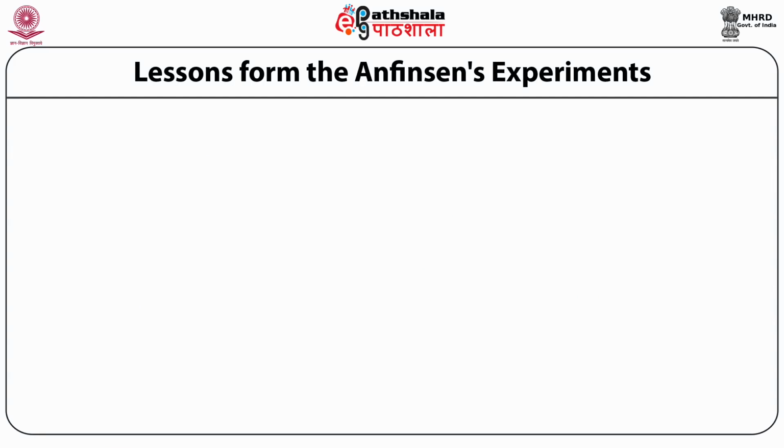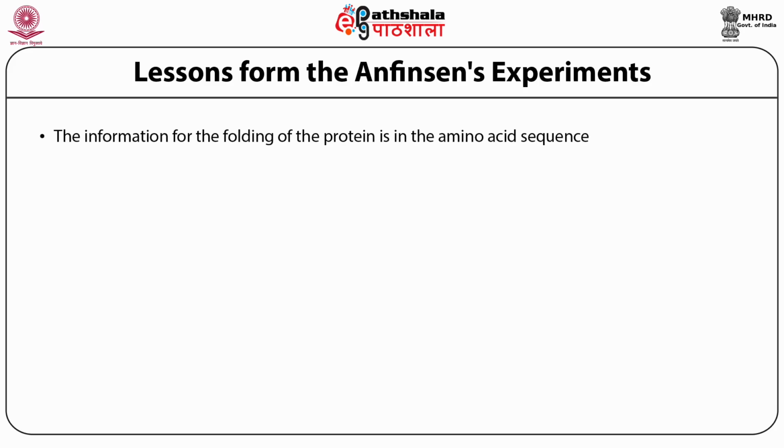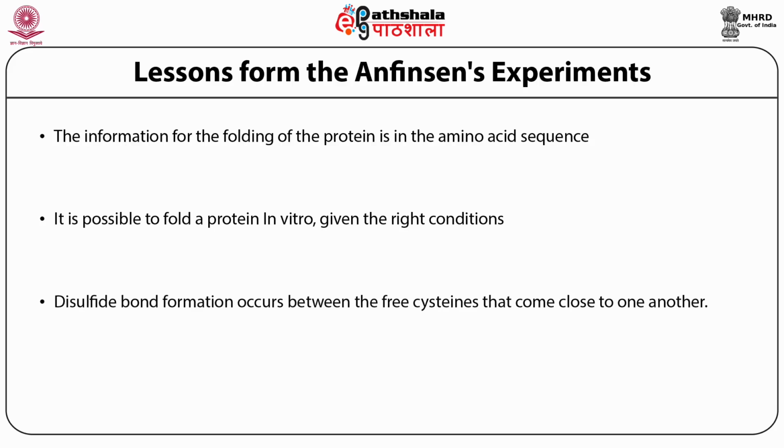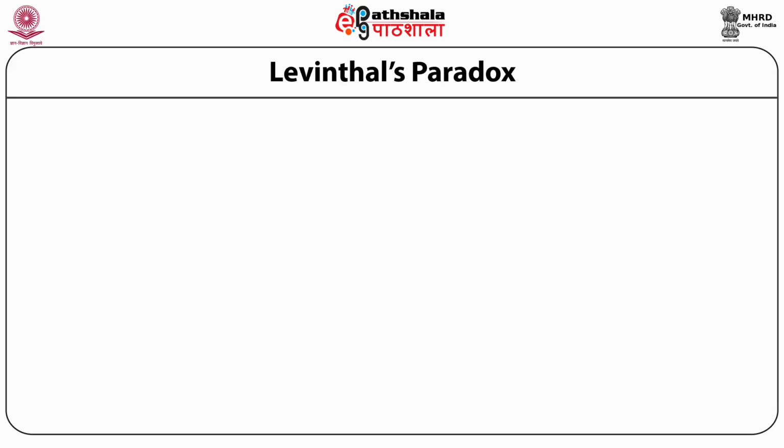Having understood Anfinsen's experiments, the take-home messages would be: 1. The information for the folding of a protein is within the amino acid sequence. 2. It is possible to fold a protein in vitro given the right conditions. And 3. Disulfide bond formation occurs between free cysteines that come close to one another.